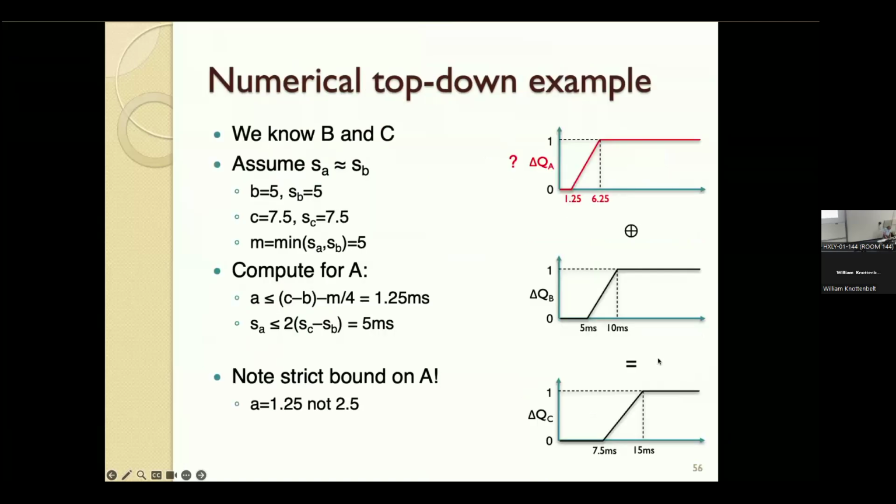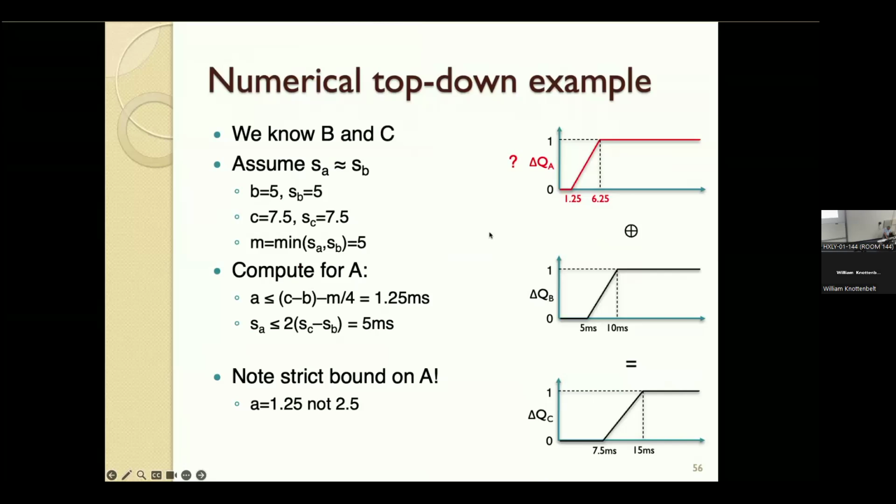Okay, so what does that give in a numerical example? Here I have a given component C, which goes from 7.5 to 15 milliseconds. And component B has a delay from 5 to 10. So naively, you could say, well, A has to go from 2.5 to 5, okay? But in fact, it has to be a little bit better than that. It has to have a delay of 1.25 and go to 6.25, okay?